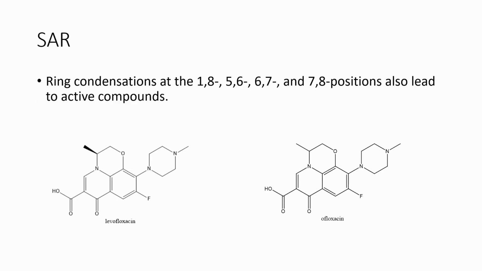Ring condensations at the 1,8, 5,6, 6,7, and 7,8 positions also lead to active compounds. So on the screen, you can see the condensations of levofloxacin and ofloxacin. There it is at 1,8. This is also at 1,8. It does not mean that if there is condensation, it loses activity. In fact, it actually increases our antibacterial activity.